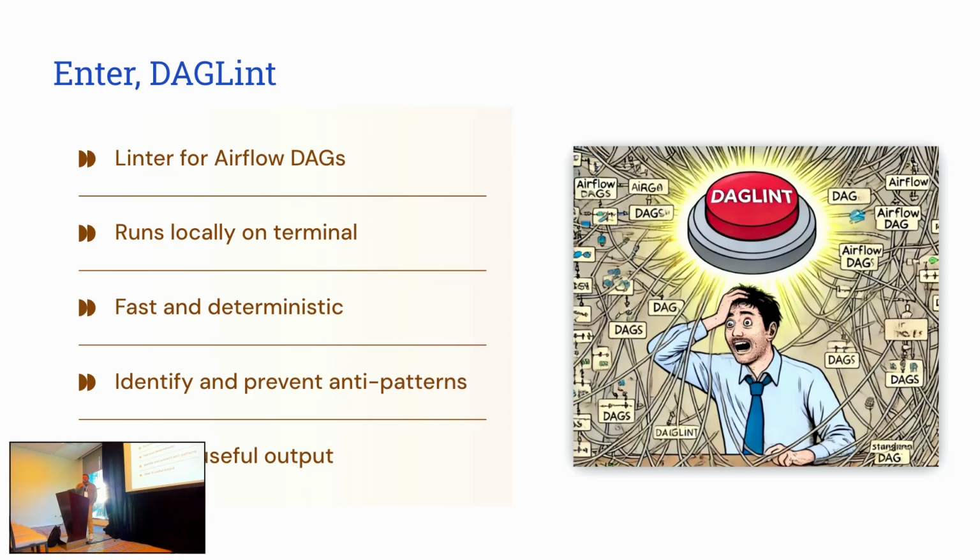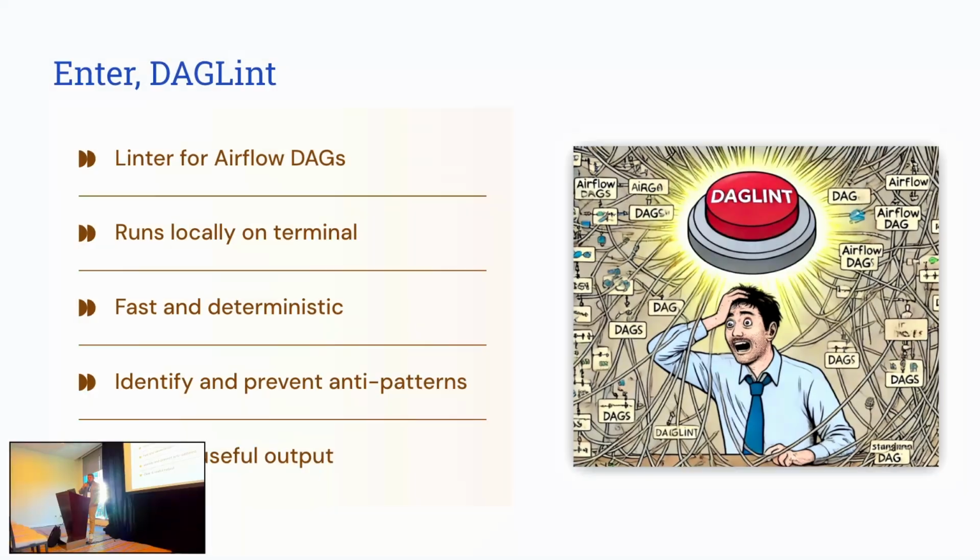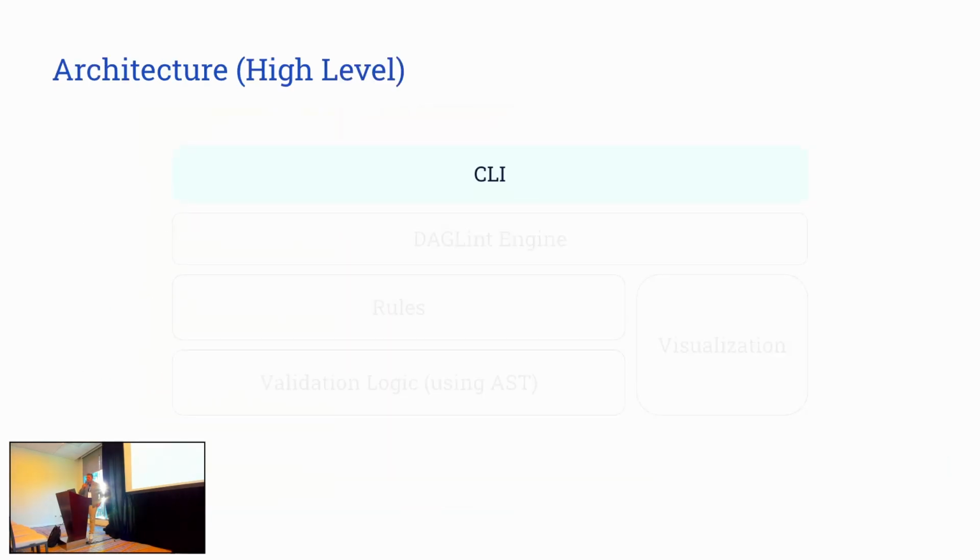We called it DAGLint. It's basically a linter for Airflow DAGs. It runs locally on terminal. It's fast and deterministic. And its goal is to identify and prevent those anti-patterns or code smells that are specific to Airflow. And it provides a clear and useful output for the developer to fix any issues he might come up with. So let's dive deeper, and as we progress through the layers, we'll see more and more technical details and code. So I hope you can bear with me after lunch.